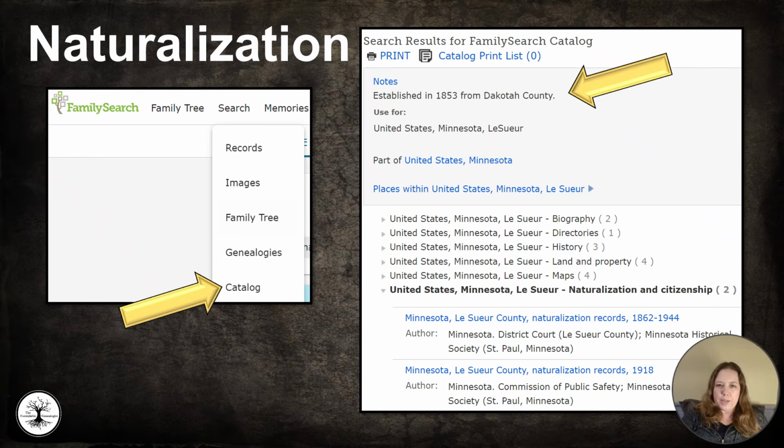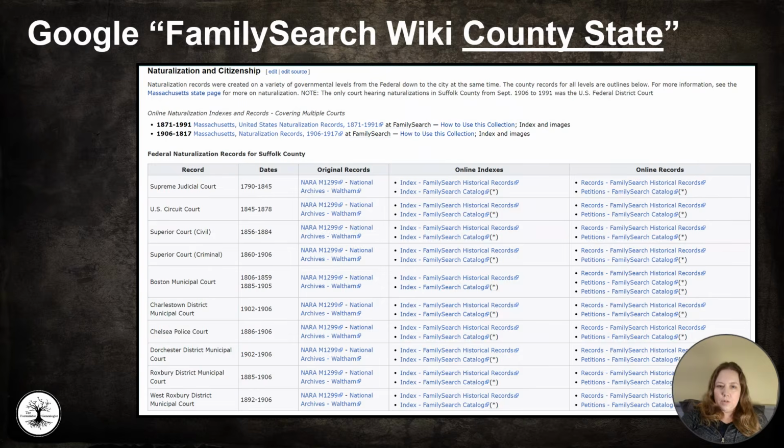I have the best luck with naturalization documents on Family Search, especially in the full text search area. Also, Google Family Search Wiki and then the county and the state and see what is listed there for naturalization records. Like here, we have Boston, Massachusetts in Suffolk County, and there is a separate area where you can look for these naturalization records outside of Family Search. The Family Search Wiki will link you to these National Archives records.